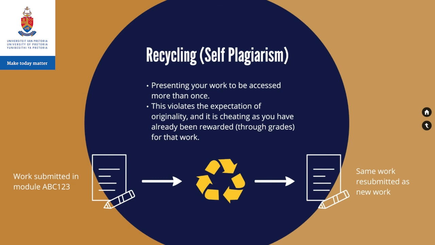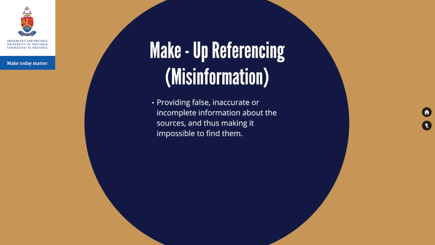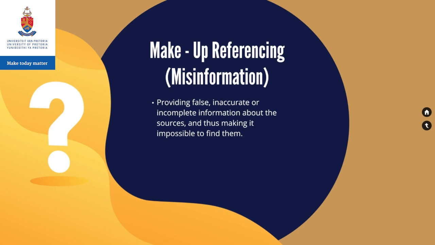Providing false, inaccurate, or incomplete information about the sources is also plagiarism. This is called make-up referencing or misinformation. Usually, this act serves to make it impossible to find or track the information sources that you quote. Remember to keep track of the sources that you have consulted and always provide full, accurate bibliographical information.